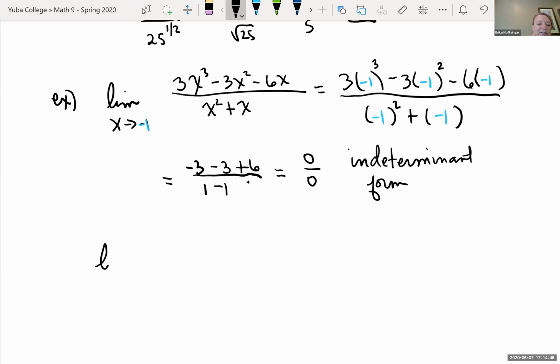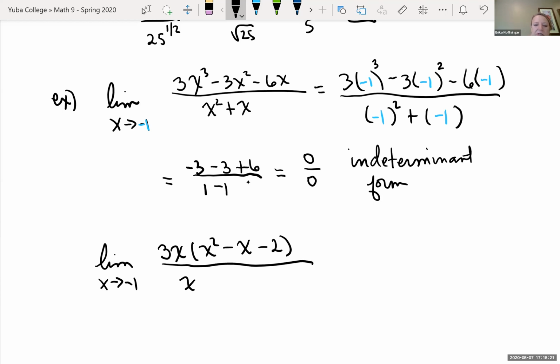And so this is where we needed to manipulate what we were taking the limit of. If you get 0 over 0 and they're polynomials and you're dividing, you want to see if it factors. I noticed that on the top, they all have a greatest common factor of 3x. Factoring out a 3x on top leaves us with x squared minus x minus 2. In the denominator, I can also factor out an x, so I get x times the quantity x plus 1.